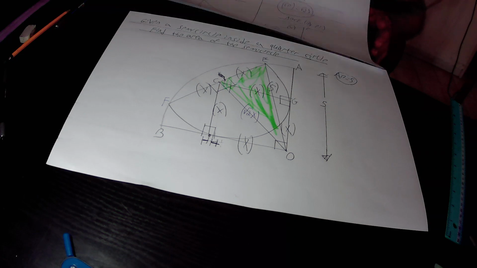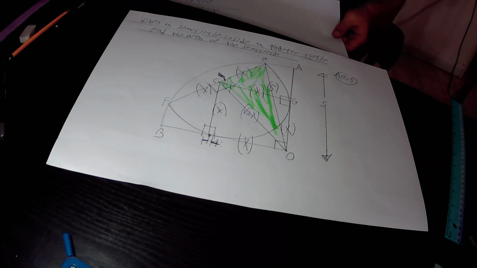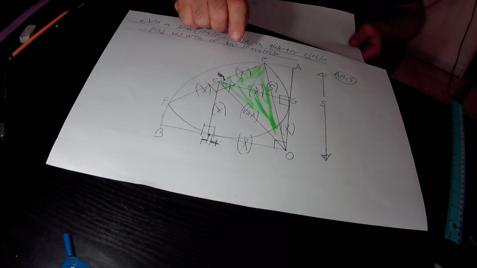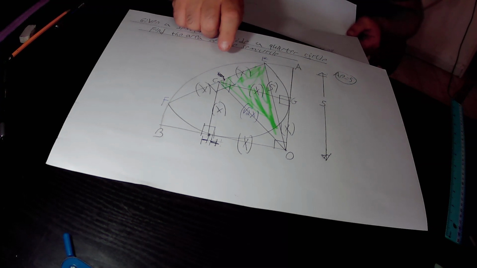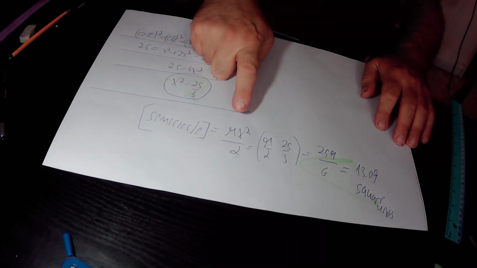Our mission is to find the area of this semicircle. The area of the semicircle equals the area of the circle over 2. The area of the circle is pi X squared, and therefore the area of the semicircle is pi X squared over 2, because X is the radius.